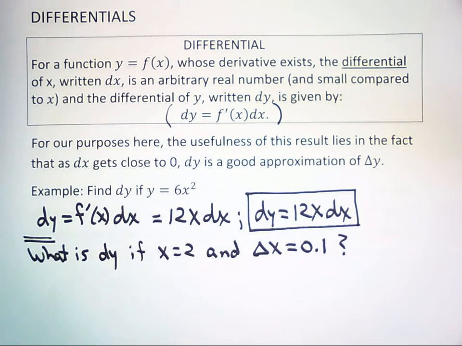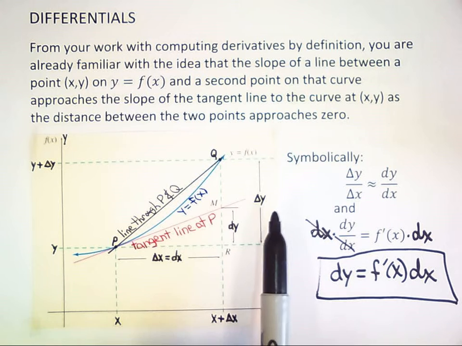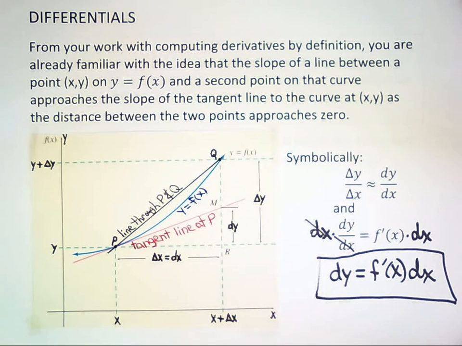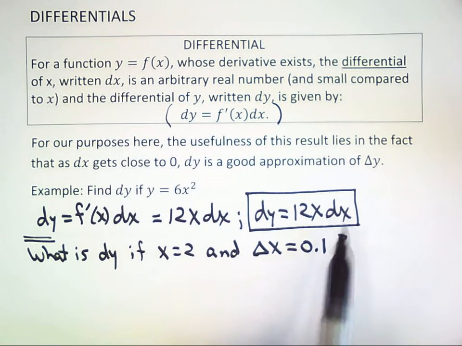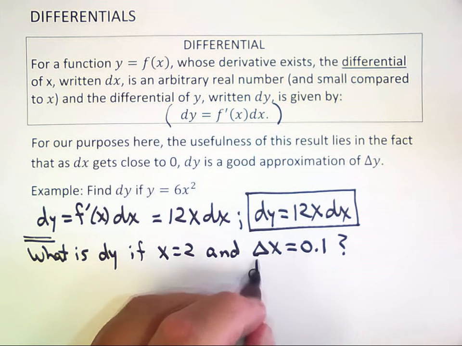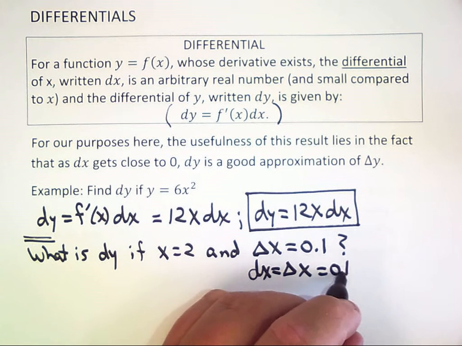So again, going all the way back to the original diagram, dy and delta y are close but not equal as long as p and q are distinct points and p and q are close. But delta x and dx are the same thing all the time. So the fact that I've got a dx up here and a delta x down here doesn't really matter, because what I know is that dx is the same thing as delta x. So that's the first thing I'd say.